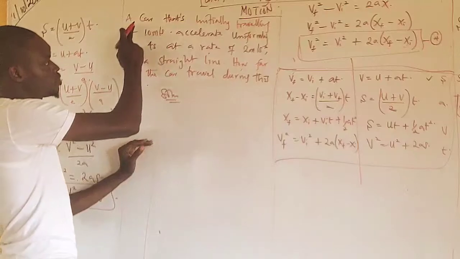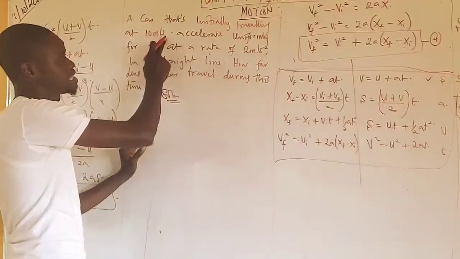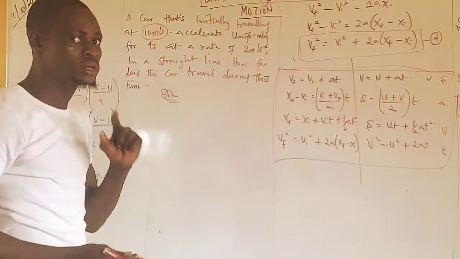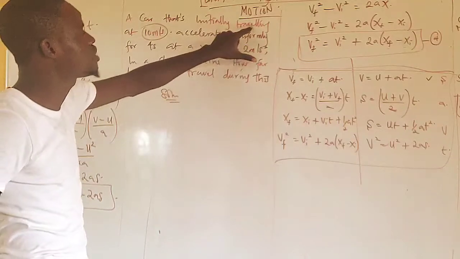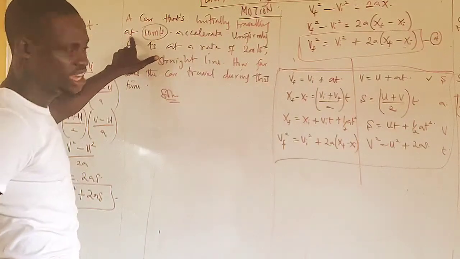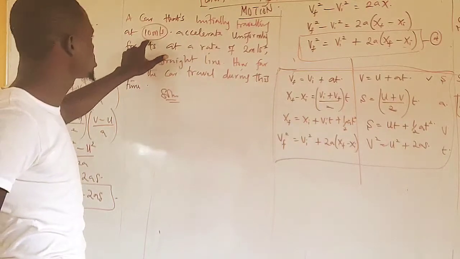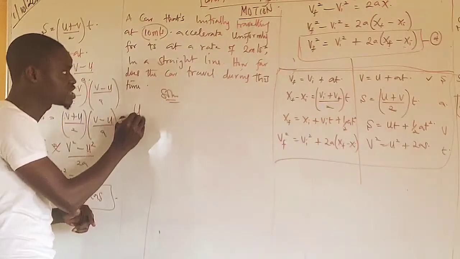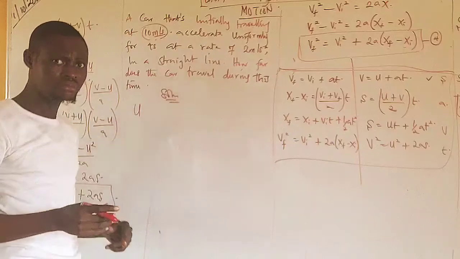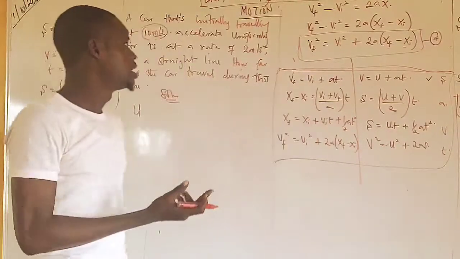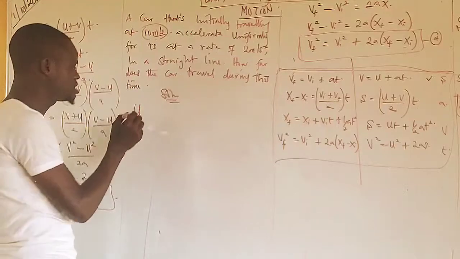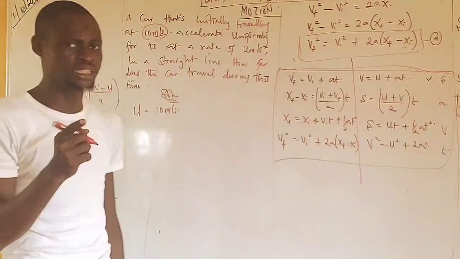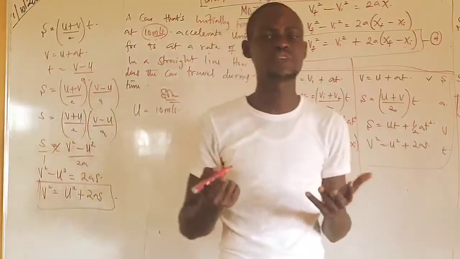The first thing, read the question from the start. They said a car that is initially traveling at 10 meters per second. Note something: in an exam, they might change this question. Sometimes they might say a car that is initially traveling from rest. Here, they never made mention of rest. They just said that the car is initially traveling at 10 meters per second. That means the car has an initial velocity, because meters per second is the unit of velocity. So the initial velocity of the car has been given to you as 10 meters per second. But if they don't give you initial velocity, they might say the car is initially traveling from rest.